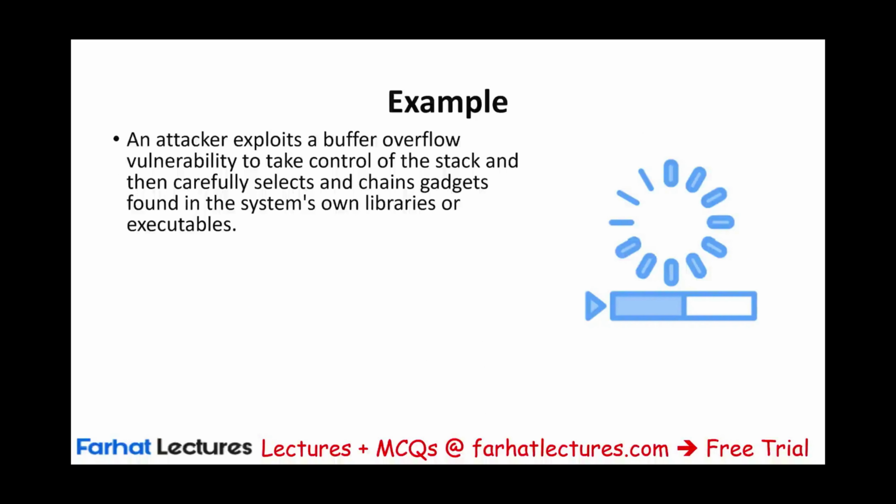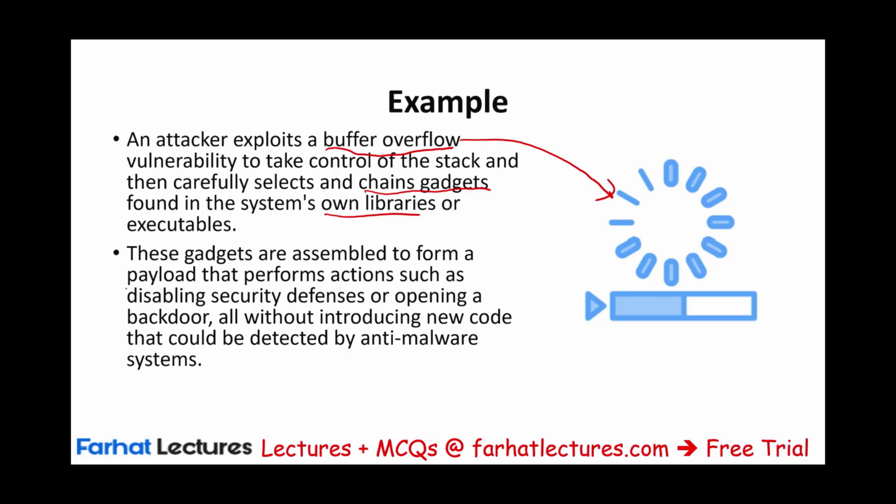What's a good example of this? Well, an attacker exploiting a buffer overflow. Remember we talked about the buffer overflow earlier. The attacker exploits buffer overflow vulnerabilities to take control of the stack, then carefully selects and chains gadgets found in the system's own library. So they're using the system's own code. These gadgets are assembled to form a payload that performs actions such as disabling security defenses or opening a backdoor, all without introducing new code that could be detected. Why? Because you're using code that the system is familiar with. It's not going to be detected by anti-malware systems because you're using the system's own code against itself, chaining those pieces together into something different.